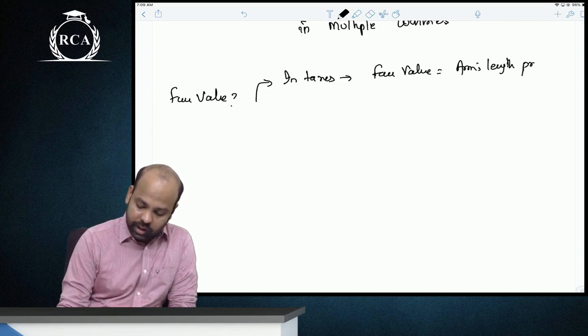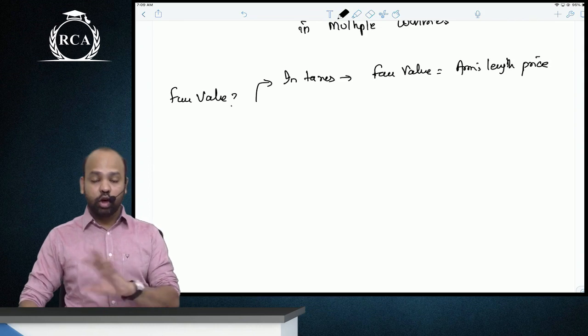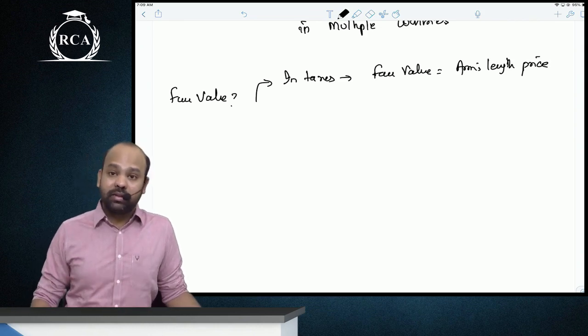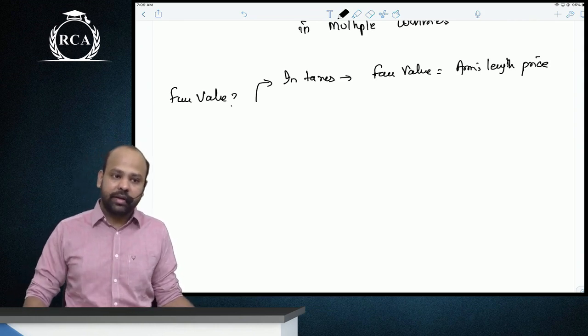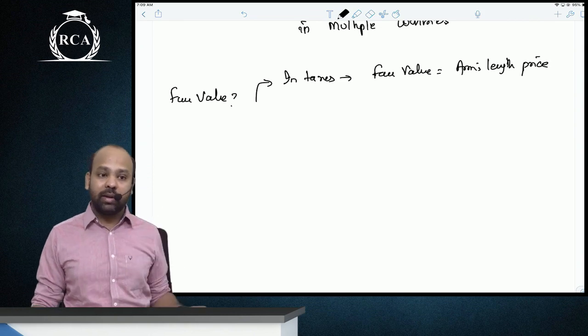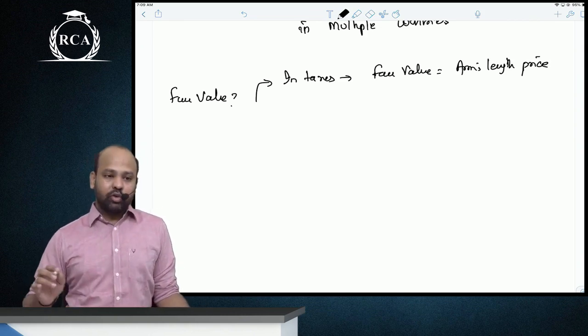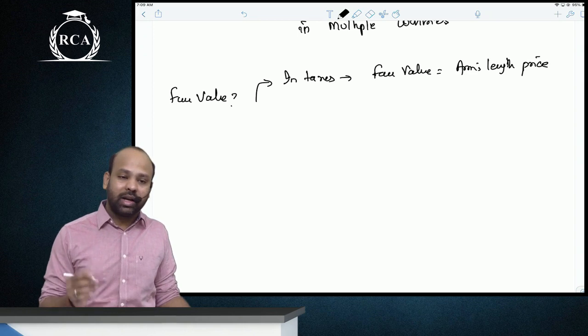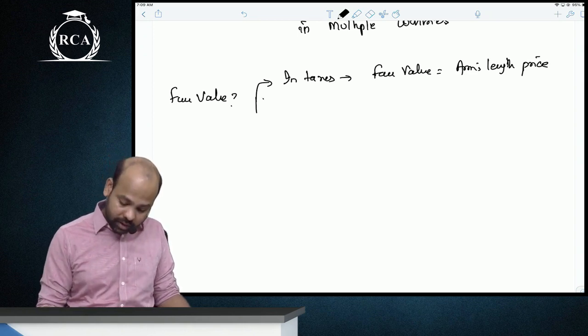When you use the word arm's length price, it is between two knowledgeable buyers and sellers, such that a transaction occurs. That is called arm's length price. यहाँ पे ऐसा कुछ नहीं है बेटा. In this chapter, it is not like you'll have to just write arm's length price.